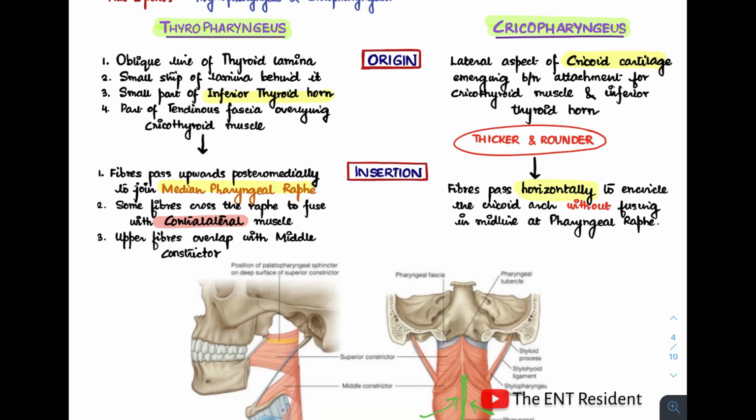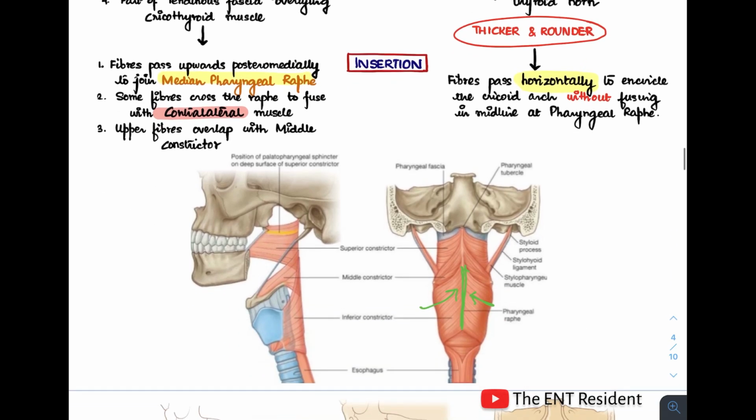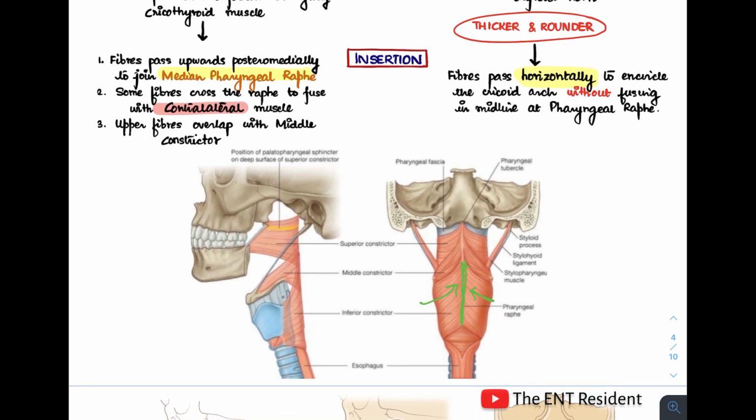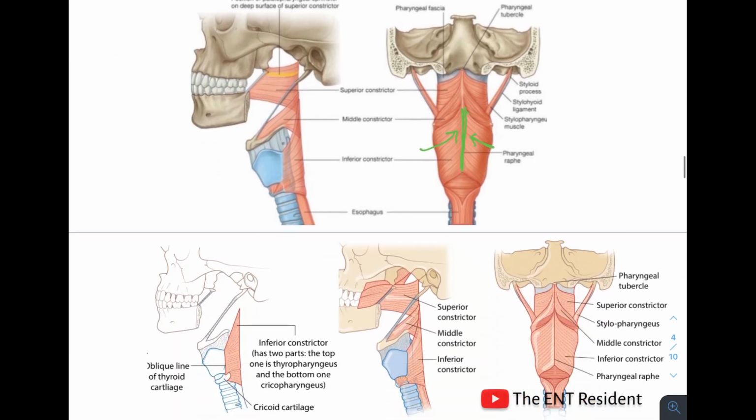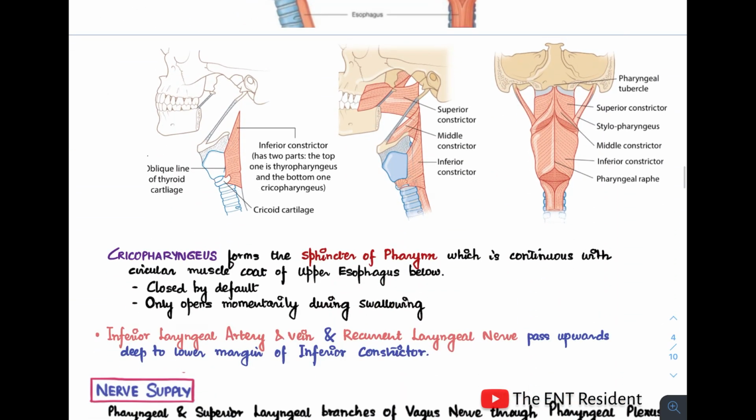As you saw, the thyropharyngeus muscle, the fibers were passing upwards, backwards, posteromedially. But in this case, in cricopharyngeus, the fibers are passing horizontally to encircle the cricoid arch, but without fusing in the midline at the pharyngeal raphe. So you'll see here the inferior constrictor, it has two parts. This is the thyropharyngeus part, the oblique fibers, and this is the cricopharyngeus part, which is basically the horizontal fibers.